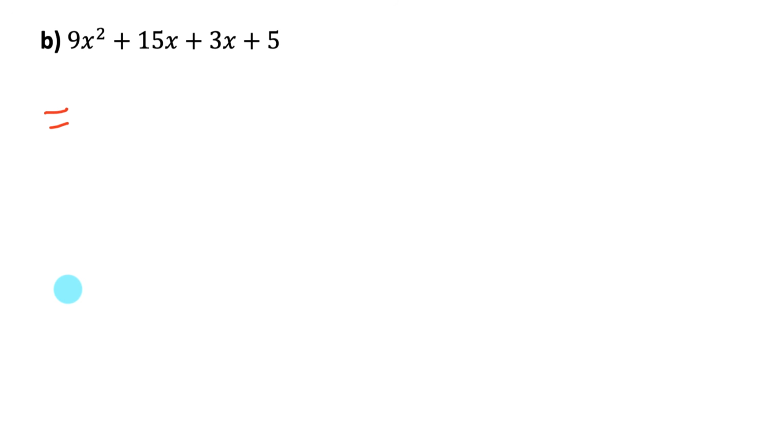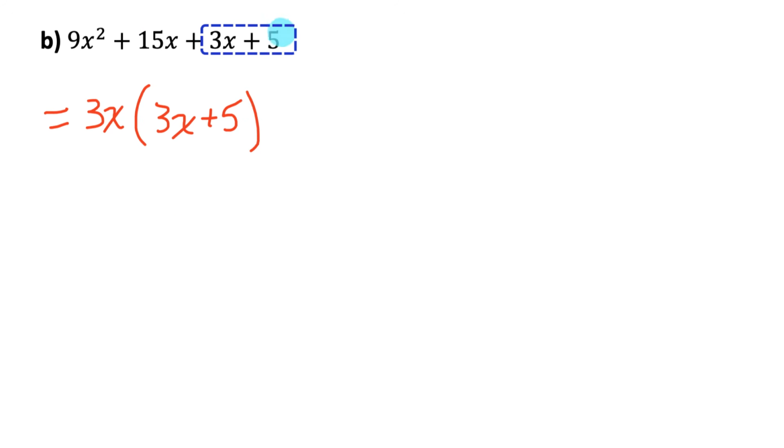I'm not going to draw brackets around the groups. I'm just going to look at the first 2 terms, the 9x squared and 15x, and see what is the greatest common factor between just those 2 terms. Between 9 and 15, the greatest common factor is 3, and they both have an x. Take out the one with the smaller exponent, which is an x to the 1. I now need to divide both of those first 2 terms by 3x. 9x squared divided by 3x is 3x, and 15x divided by 3x is 5.